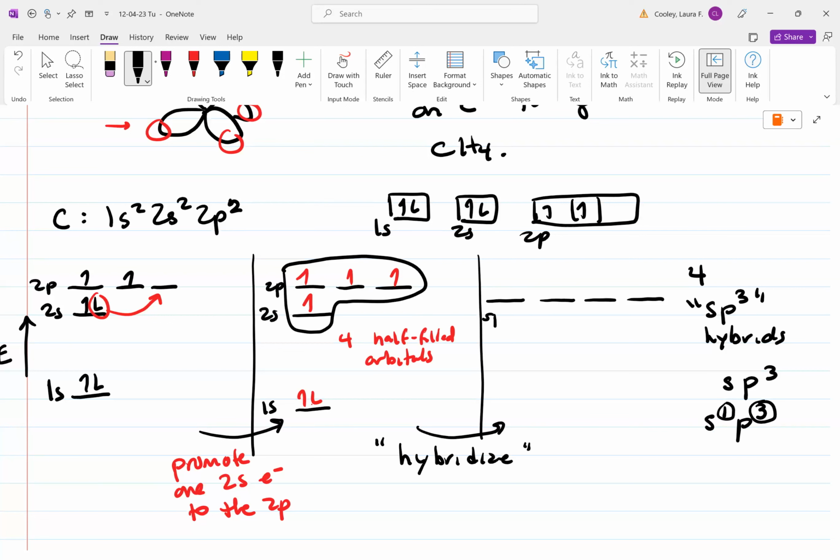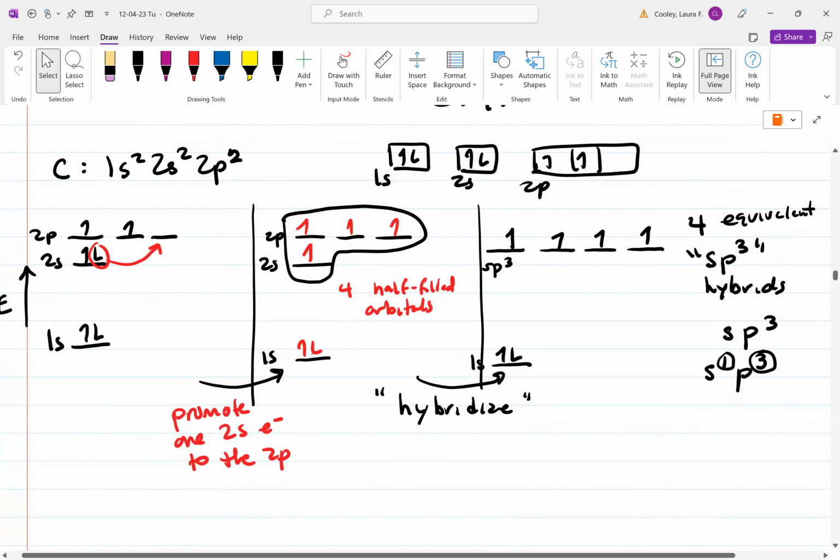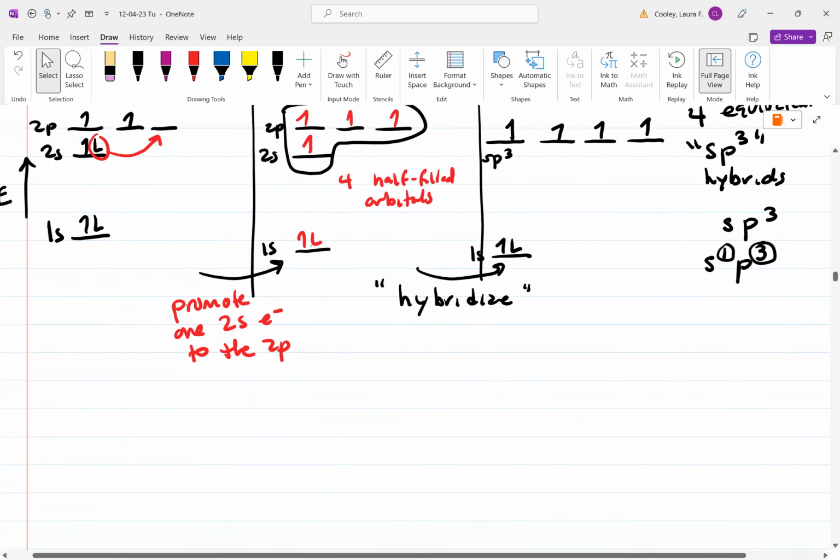So these are sp3s. We no longer have a 2s or 2p's, but now we put these 4 electrons in these 4 hybrids. We still have the 1s, it doesn't change. Core electrons don't change. And now we have these 4 equivalent sp3 hybrids that we can use to overlap with the 4 hydrogen 1s orbitals. Okay. So what do these look like?